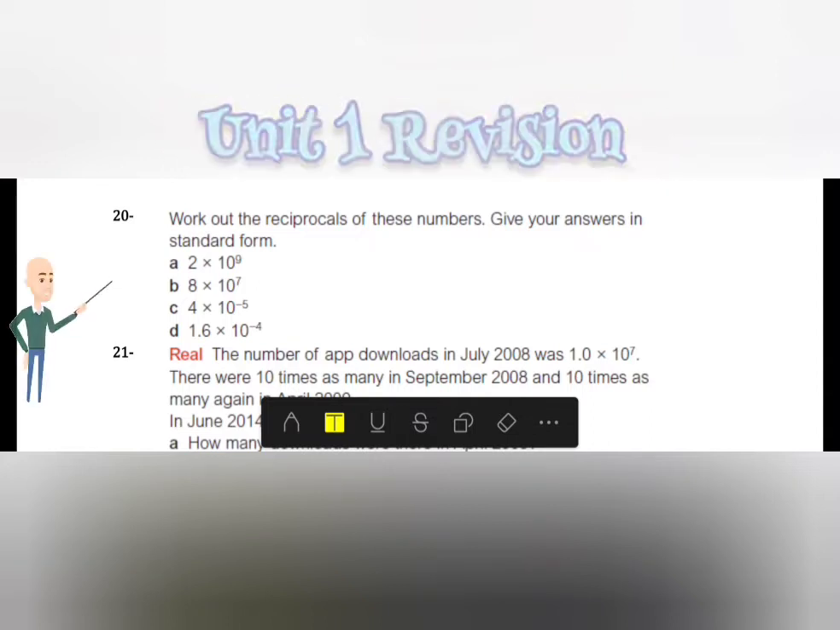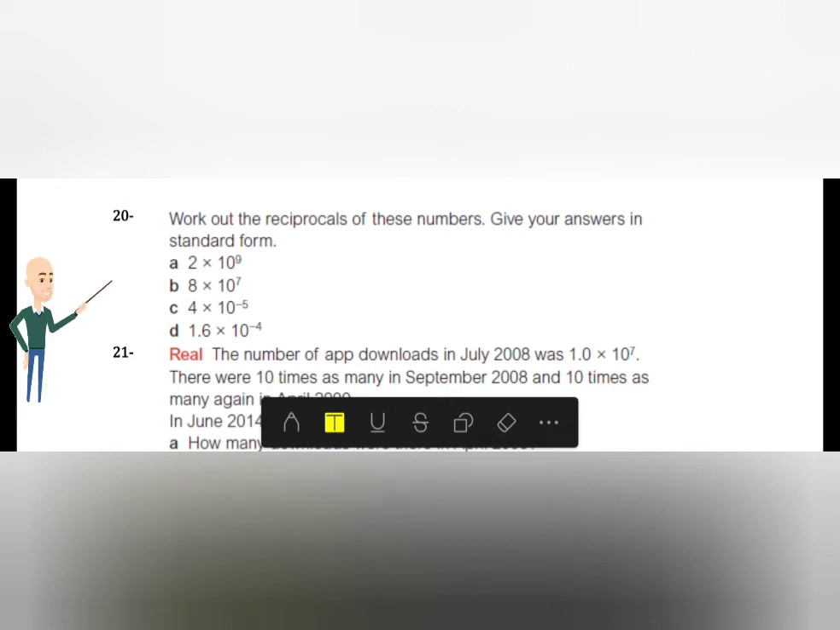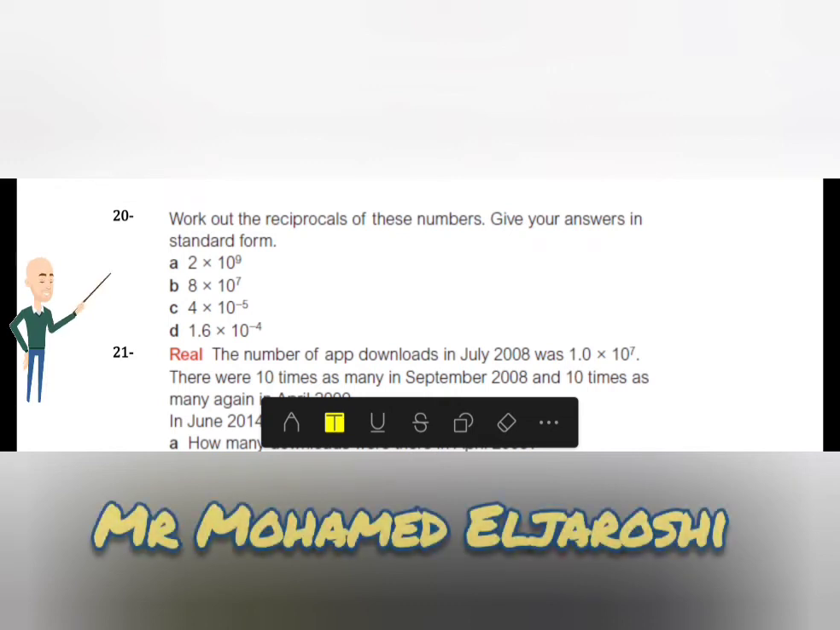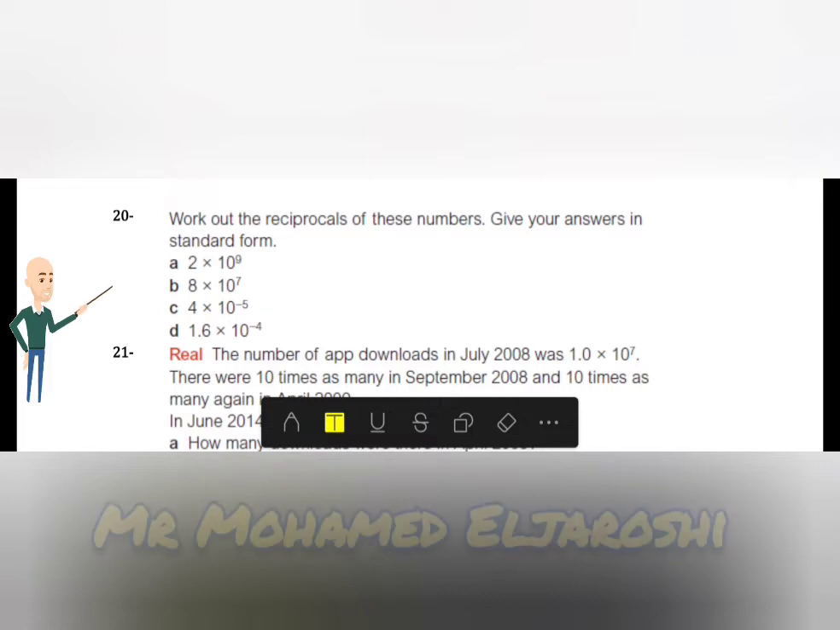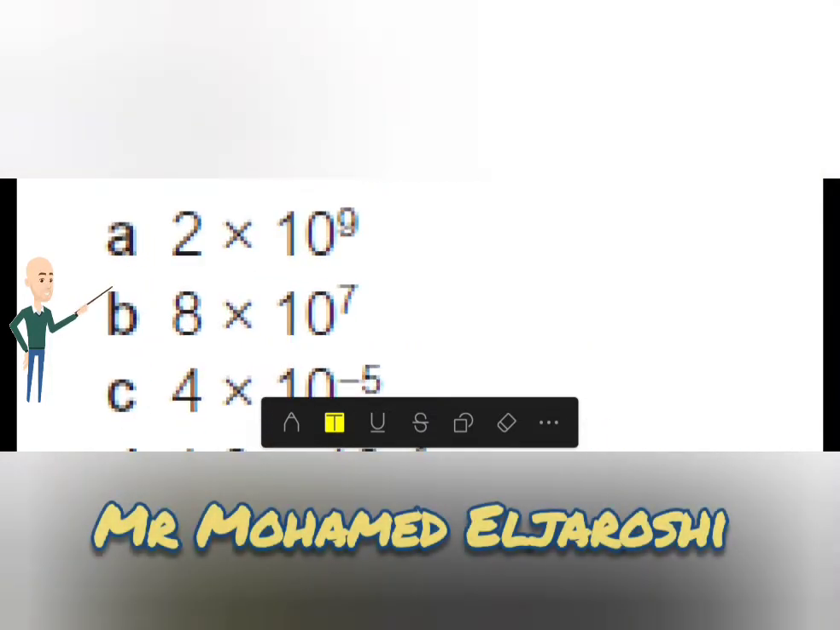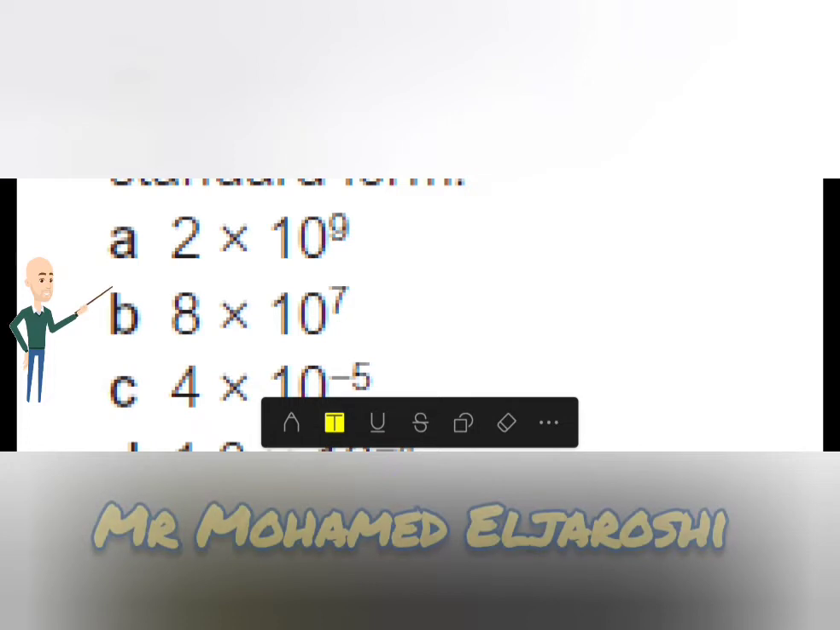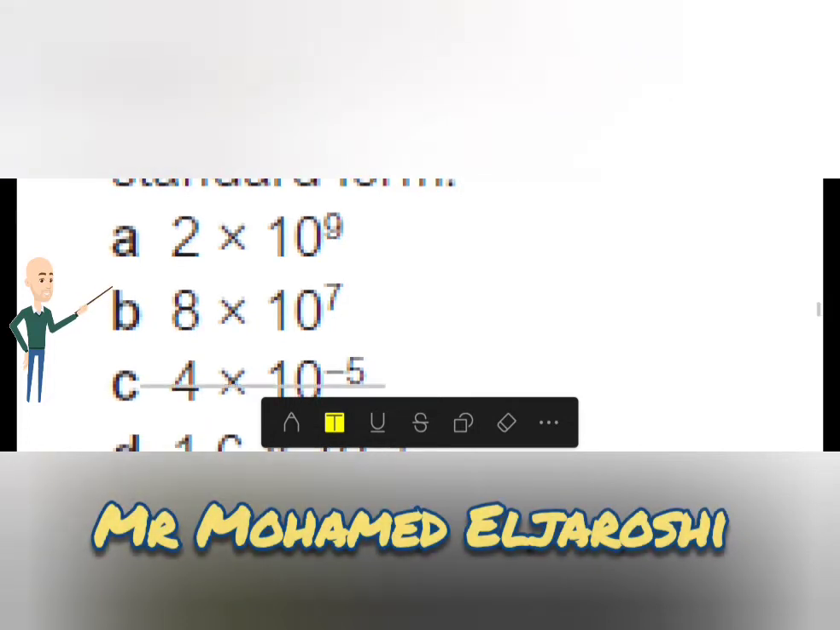Question 20. Work out the reciprocals of these numbers. Give your answers in standard form. Now, as you can see here, these numbers, A, B, C, D, we're going to find the reciprocals of these numbers in standard form. Now, let's do it together.